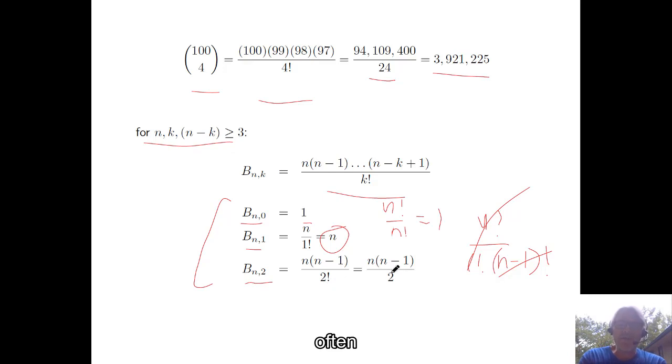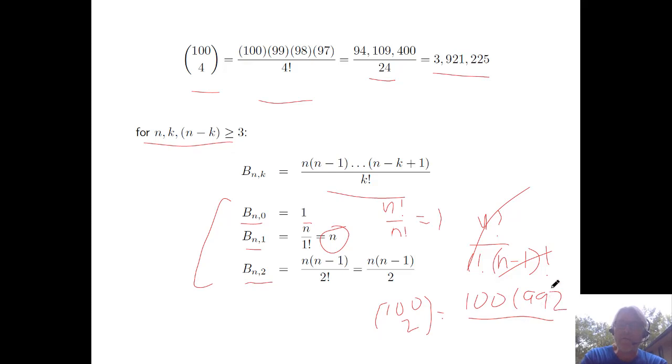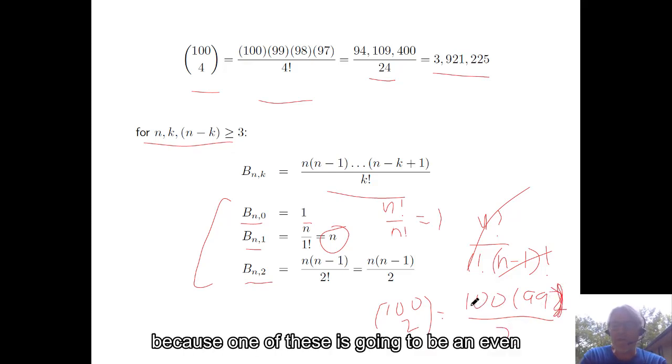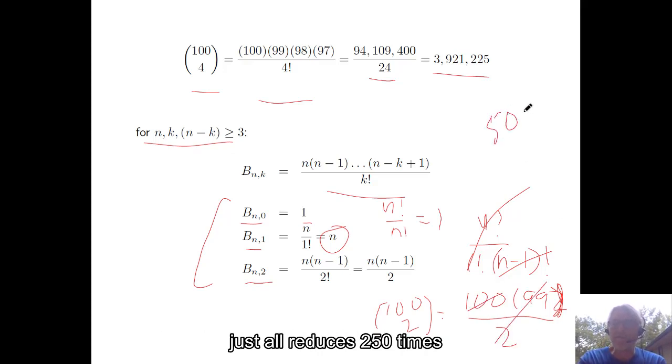This is often easier. If you're doing 100 choose 2, you can think of it as 100 times 99 over 2, and that's helpful because one of these is going to be an even number, so this just all reduces to 50 times 99.